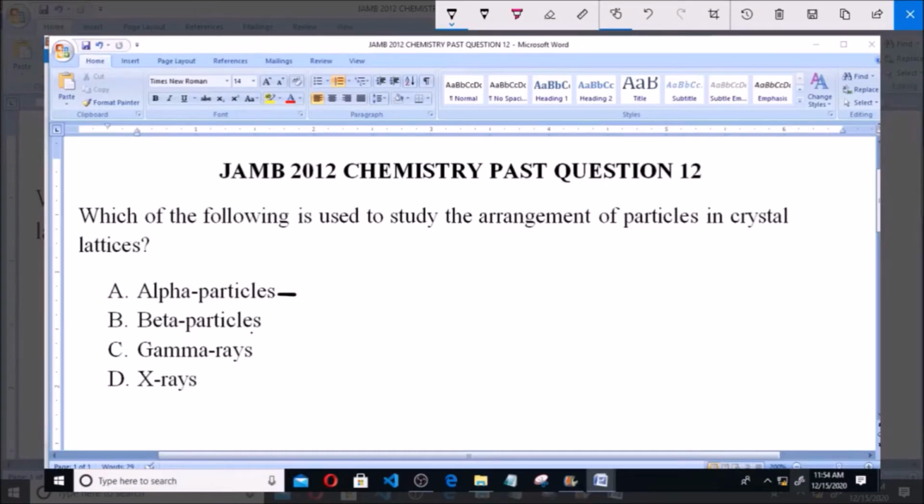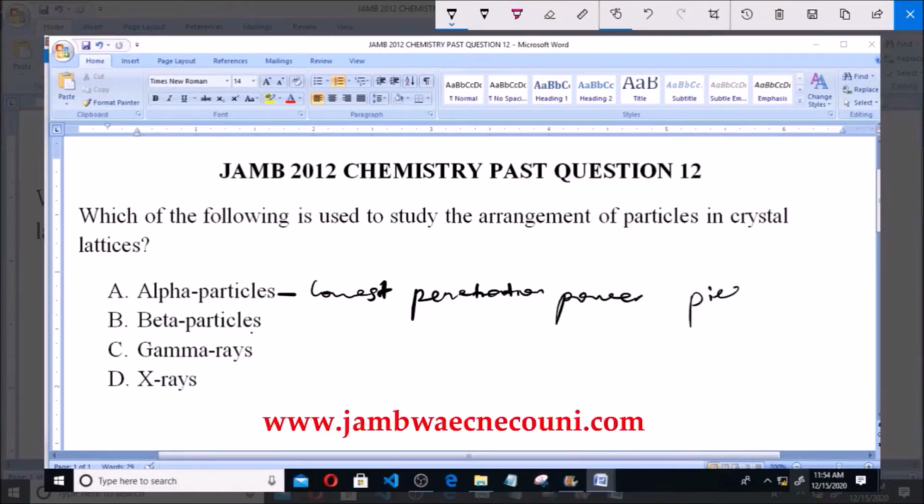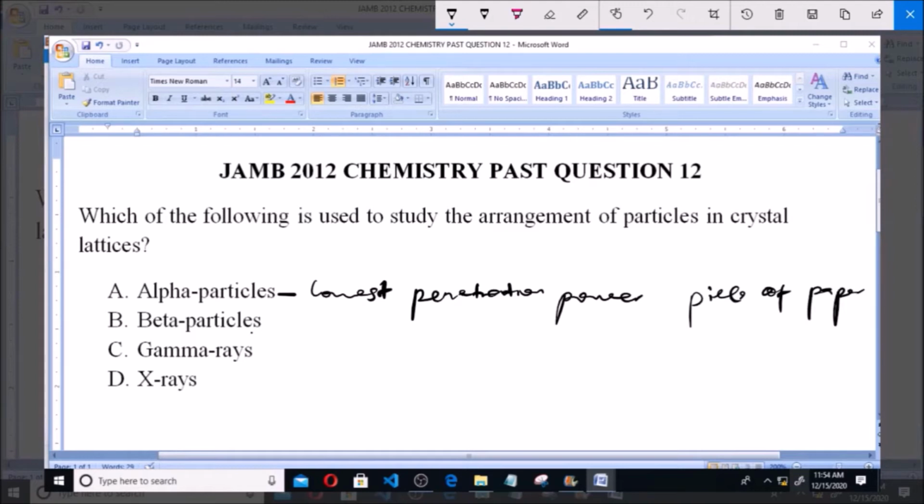But the alpha particle has the lowest penetration power and can only penetrate a piece of paper. It can be blocked by a piece of paper. So therefore, alpha particles cannot be used to study the arrangement of particles in crystal lattices. Beta particles also have higher penetrating power than alpha particles, but can be limited by aluminium foil. Its penetrating power is higher than alpha particles, but it still cannot be used to study the arrangement of particles in crystal lattices.